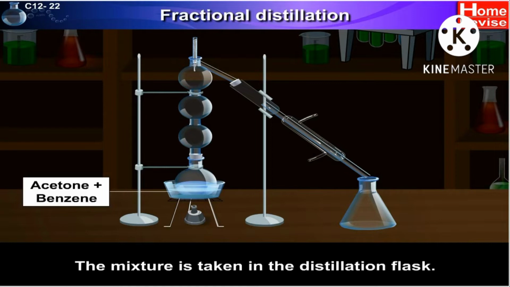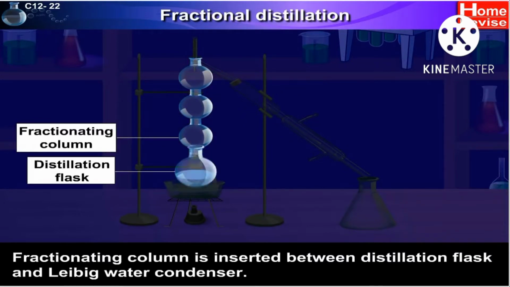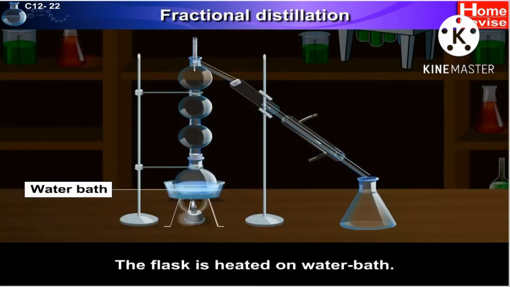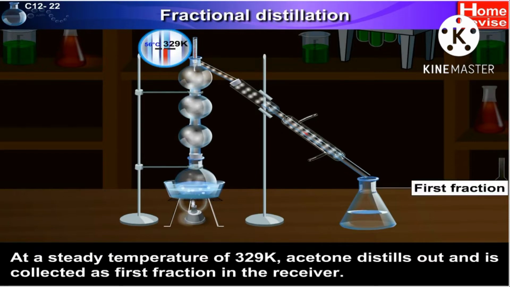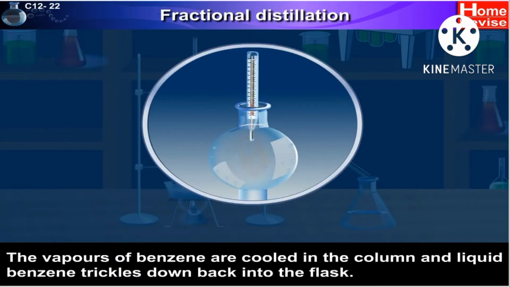The mixture is taken in the distillation flask. A fractionating column is inserted between the distillation flask and the Liebig water condenser. The flask is heated on a water bath. At a steady temperature of 329 Kelvin, acetone distills out and is collected as the first fraction in the receiver. The vapors of benzene are cooled in the column, and liquid benzene trickles back down into the flask.